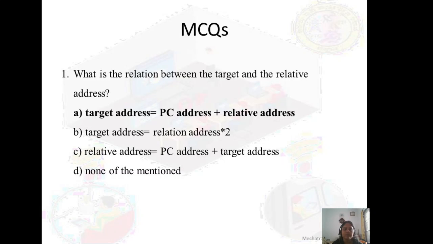Okay. Now based on today's session we will solve some multiple choice questions. The first question: what is the relation between the target and the relative address? Target address is equal to PC address plus relative address. Target address is equal to relative address to the power of 2. Relative address is equal to PC address plus target address. None of the mentioned.